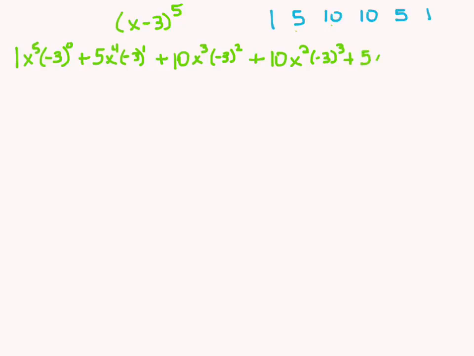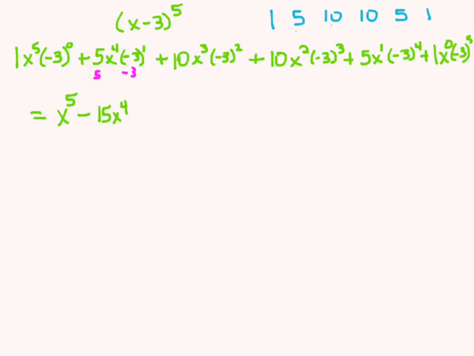Next coefficient is 5. X goes down to a power of 1. Negative 3 goes up to 4. And finally, 1x to the 0, negative 3 to the 5th. All right, let's go back and see if we can simplify this and get our polynomial. This would be equal to, first term, negative 3 to the 0 is just 1, and so we have x to the 5th. Next term, I've got negative 3 that I need to multiply times the 5. So we're going to have minus 15 x to the 4th.